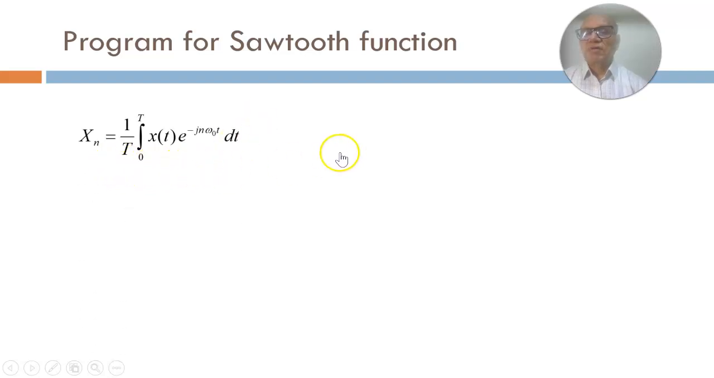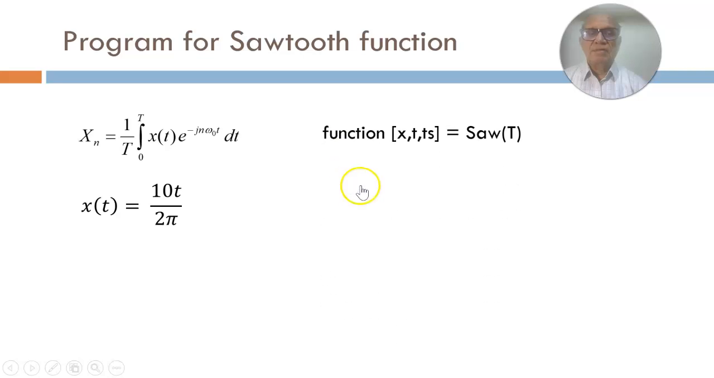So this is what we want to calculate. Xt is given by this. So first, we write a function which will generate the sawtooth waveform. So how do we write that? Function x, t, ts equal to sawtooth. To represent sawtooth, I have just written saw here.